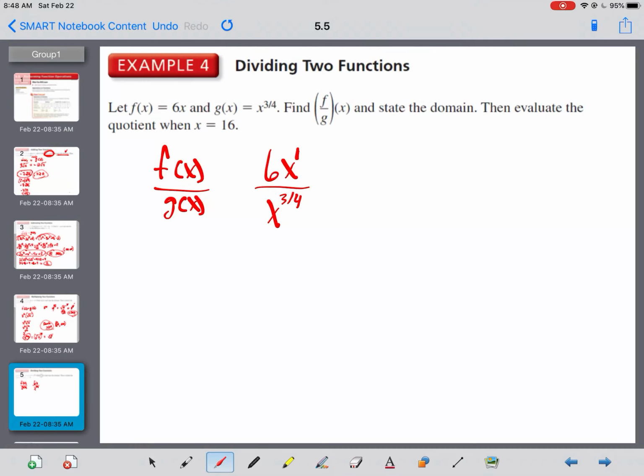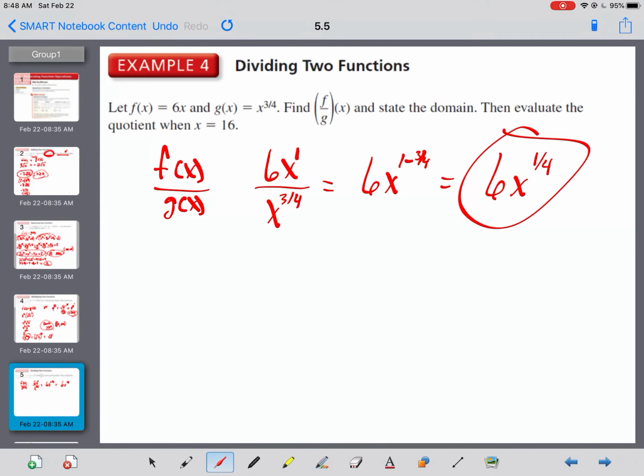x and x have the same base. This is to the first, so that's 6x to the 1 minus 3/4, which is 6x to the 1/4. Okay, and we could say 6 times the 4th root of x. That also works. We're even rooting, so my domain is still got to be x is greater than or equal to 0. You can't put negative numbers inside there and do that root. Okay, so there's my domain.